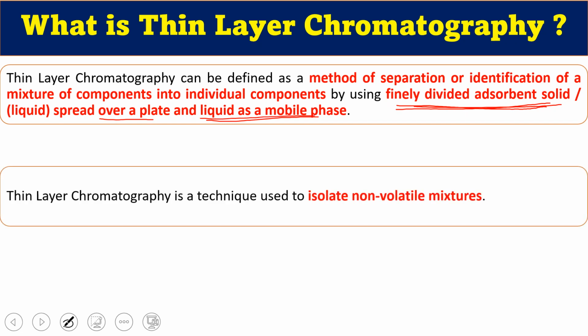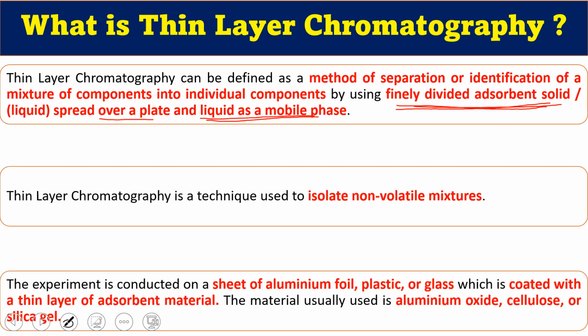TLC is a technique normally used for the isolation of non-volatile mixtures. It is conducted on a sheet of aluminium foil, plastic or glass, which is coated with a thin layer of adsorbent material. This adsorbent material can be silica, aluminium oxide, cellulose, or sometimes silica gel. They work as the solid phase, the solid support system.